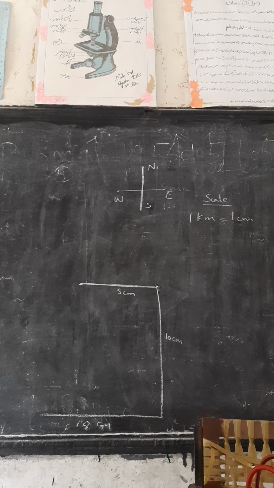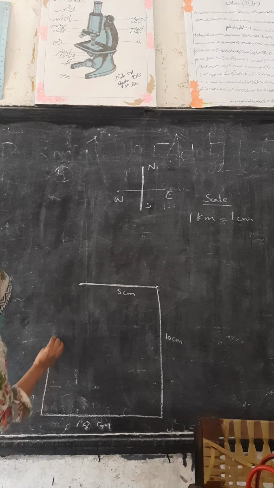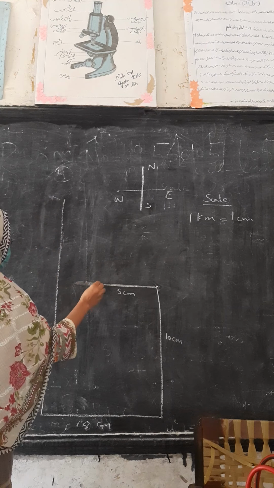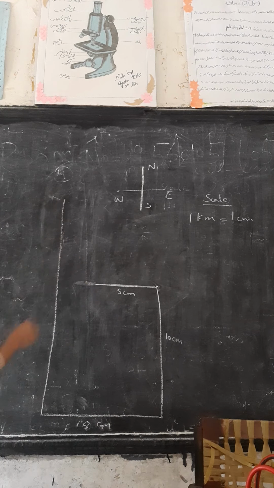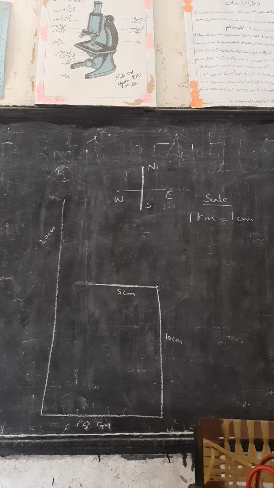Then finally he travels 20 km towards north. North means upside. Okay? This is north side. It is 20 cm long. Okay?